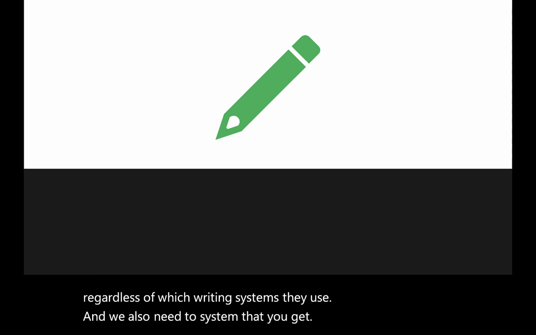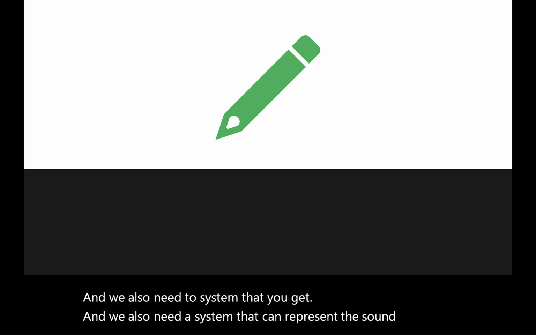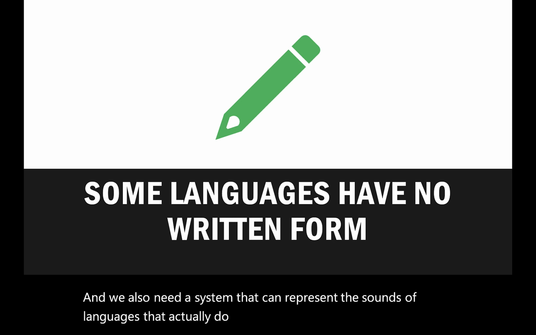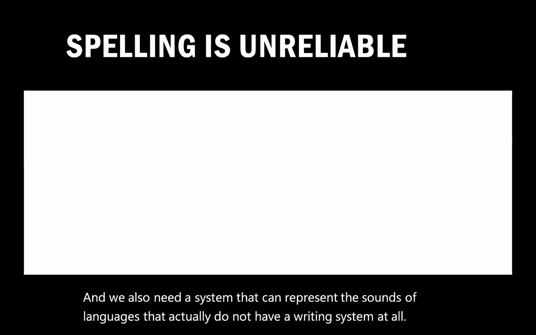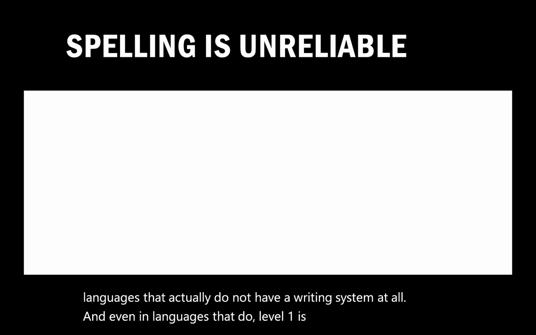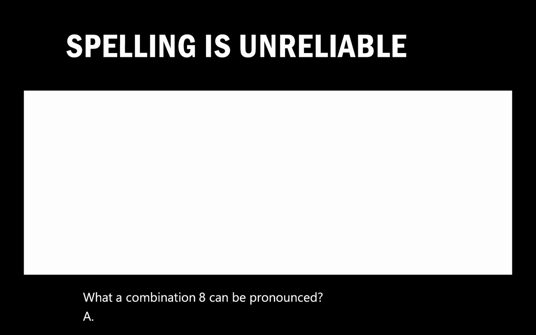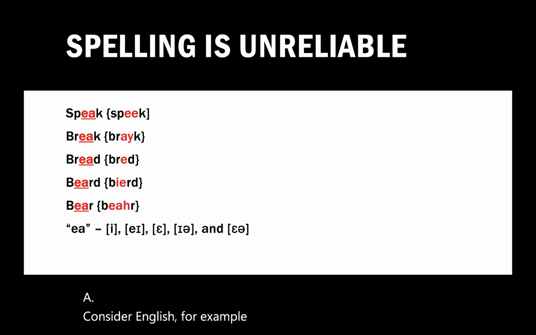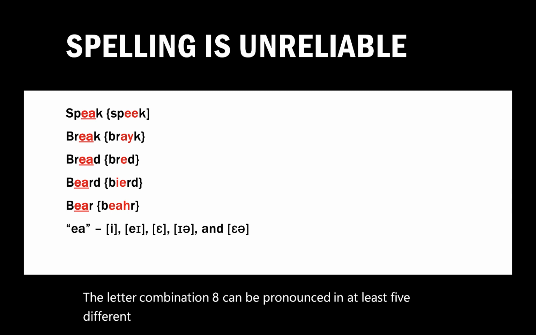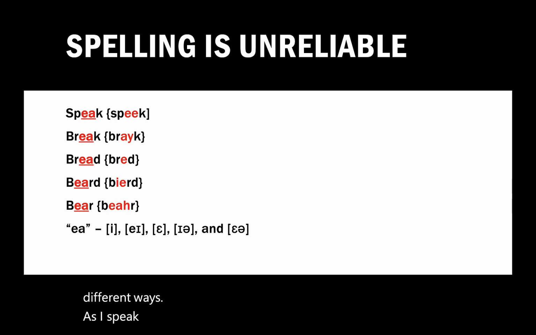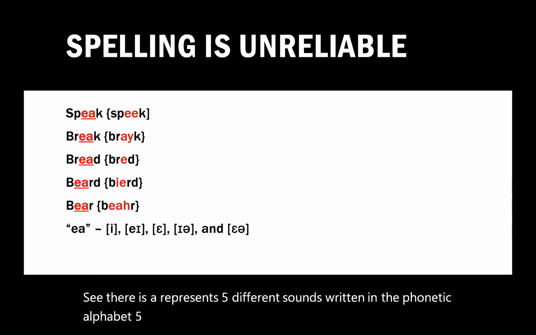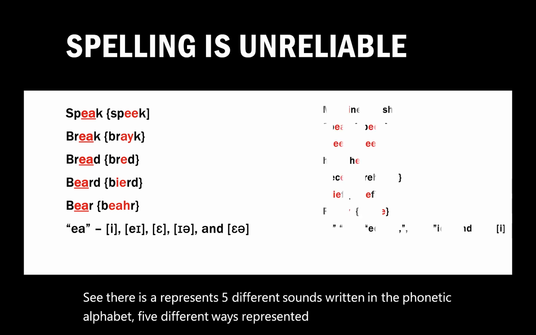And we also need a system that can represent the sounds of languages that actually do not have a writing system at all. And even in languages that do have a long-established script and writing conventions, the actual spelling systems are problematic. Consider English, for example. The letter combination EA can be pronounced in at least 5 different ways. E as in speak, A as in break, E as in bread, ear as in beard, and air as in bear. There's 5 different ways, represented in the exact same spelling.